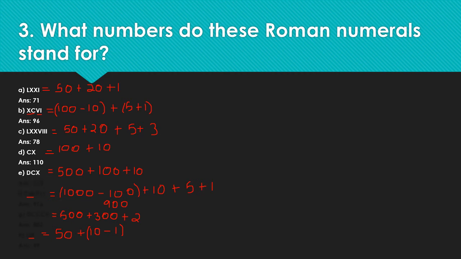Then DCX. D stands for 500. Then C stands for 100. Then X stands for 10. So now you will get the answer is 610. Next, CMXVI.